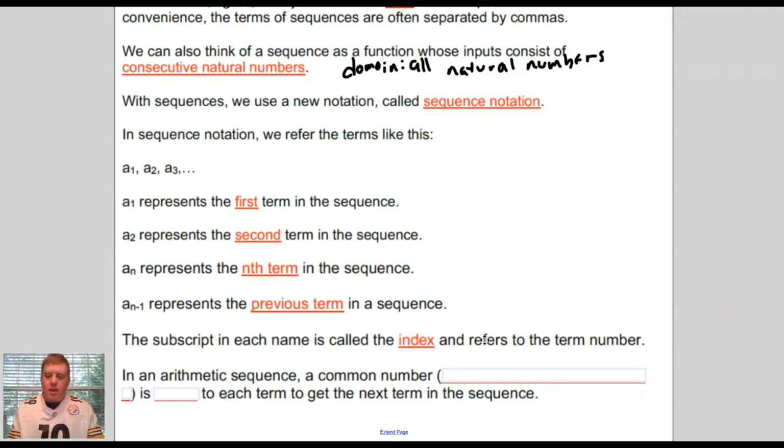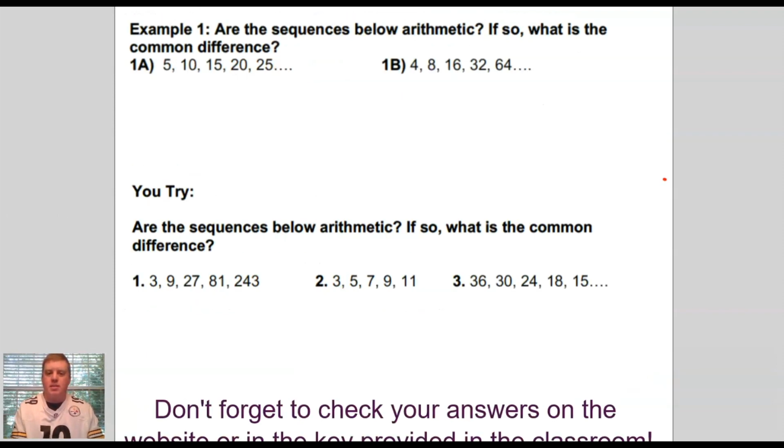In an arithmetic sequence, a common number called the common difference is represented by the letter D, and it's added to each term to get the next term. To sum that up in layman's terms, if you are adding the same thing every time, that number is what we call the common difference. And if you are adding the same thing every time, that makes it a special sequence called an arithmetic sequence, which is what we're going to focus on mainly in this lesson.